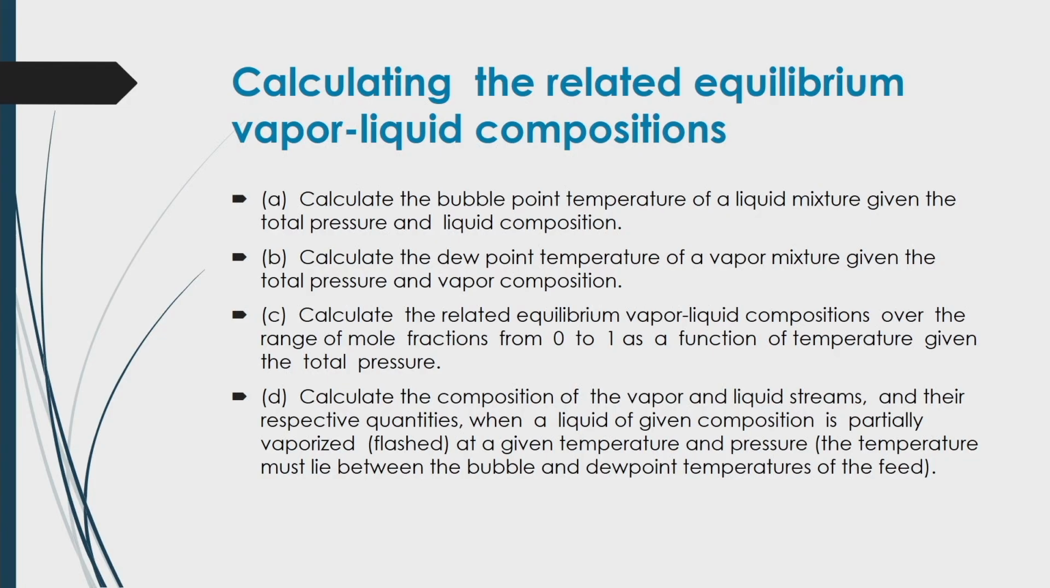Then you have to calculate the composition of the vapor and liquid streams and their respective quantities when a liquid of given composition is partly vaporized, which is called flash vaporization, at a given temperature and pressure. In this case, the temperature must lie between the bubble point and dew point temperature of the feed.